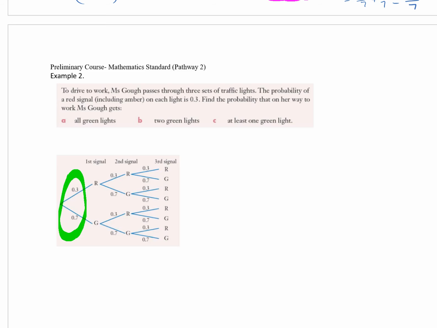So A is asking for all green lights. All green. So that's down the bottom here. So the probability that we would get green, followed by green, followed by green is 0.7 times 0.7 times 0.7. You can see I am multiplying by each probability on each branch. And I'll leave that for you to do. Now B: the probability of 2 green.